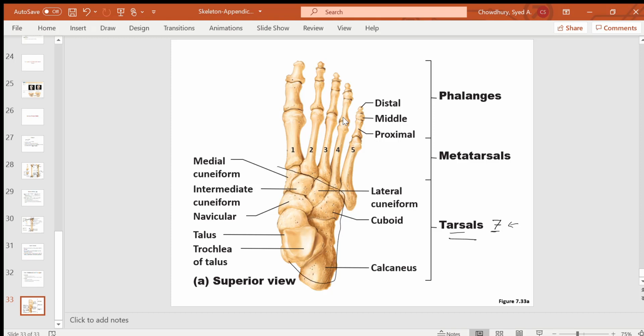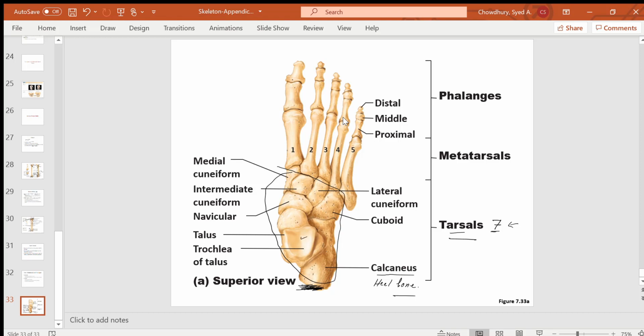So here in the posterior part of your foot you have 7 tarsals. The largest tarsal is called the calcaneus, which is also known as heel bone. And in the back of the calcaneus the strongest tendon, which is called the tendo achillis or Achilles tendon, also known as calcaneal tendon or tendocalcaneus, gets attached here in the back of the calcaneus.